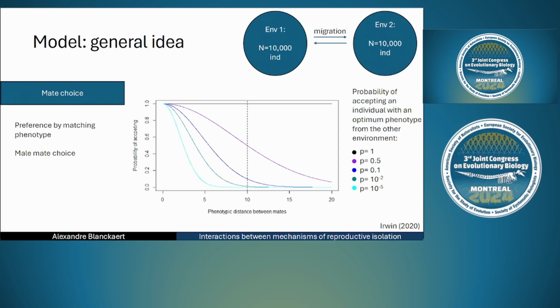And the only parameter that matters here is if you pick a perfectly adapted individual from environment 1, and he has to pick from an individual perfectly adapted to environment 2, this is what this parameter corresponds to. And if you have p equal 1, there is no choice. And you can see as it gets pickier and pickier, only individuals really similar to the male will be accepted.